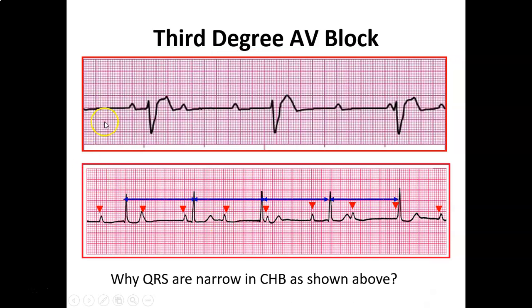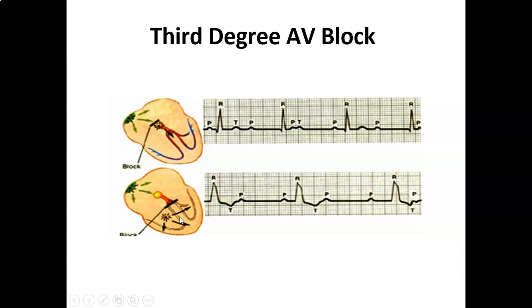But the question is here, as we mentioned, if there is a complete heart block and if these QRS complexes are coming from the ventricles, they must be wide, like in this example. But why are they narrow in this example? So if I say that there is a complete blockage of the electricity, then from where are these complexes coming? So the answer is, this depends upon the level of blockage.